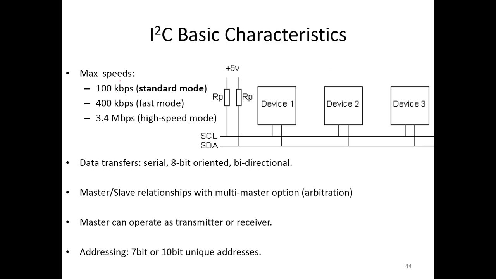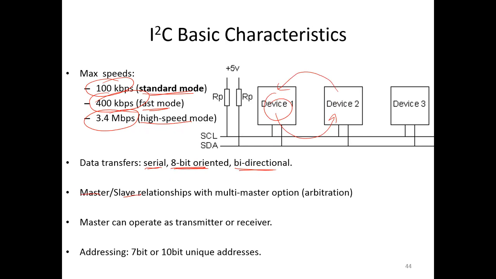So we can have the standard mode, which is 100 kilobit per second, the fast mode, which is 400 kilobit per second, and the high speed mode, which is 3.4 megabit per second. Okay, so the data transfer will be serial, 8-bit, bidirectional. The master can send to the slave, and the slave can send to the master.